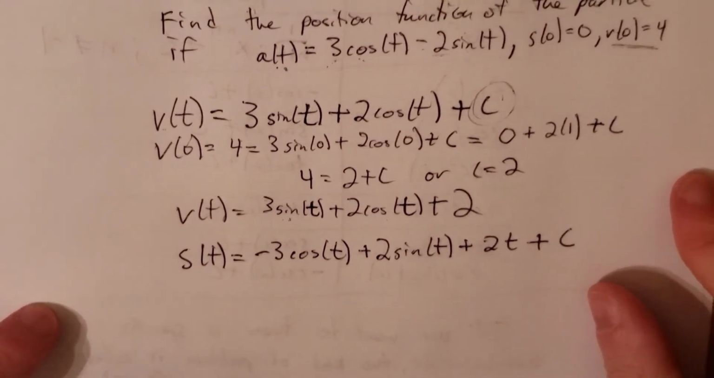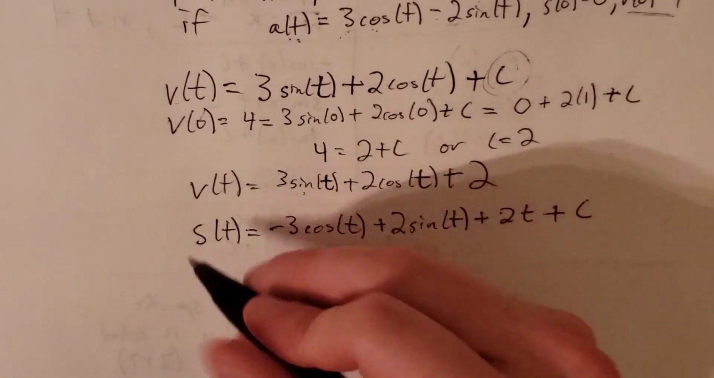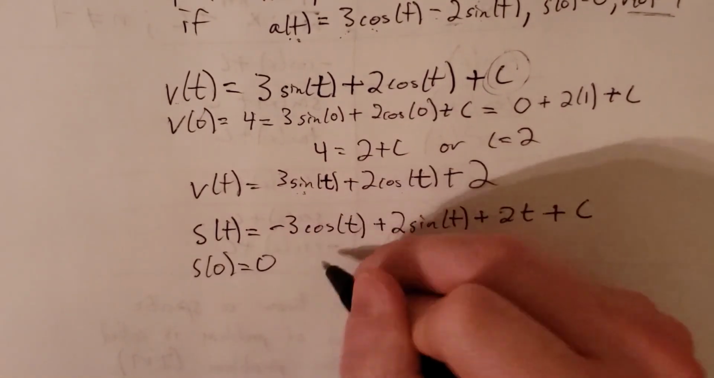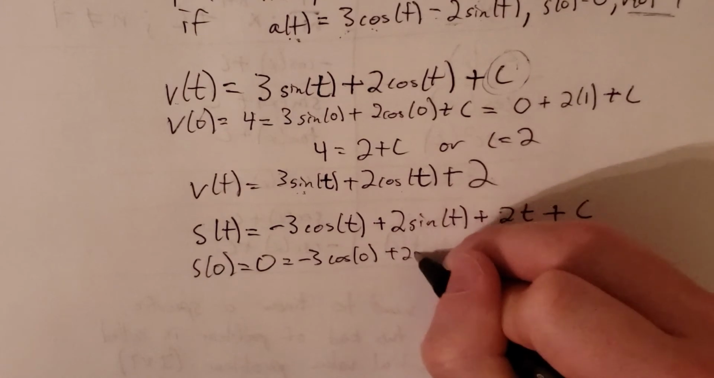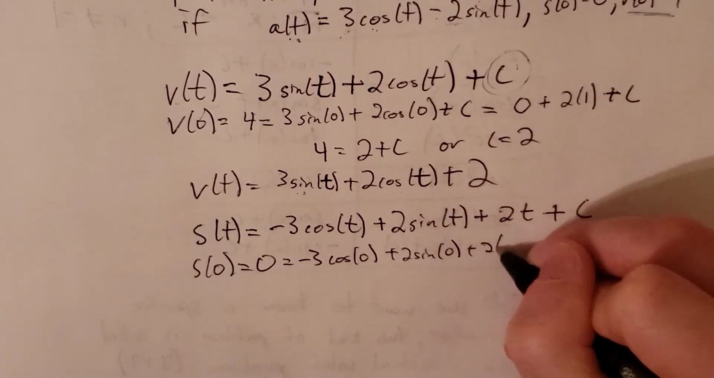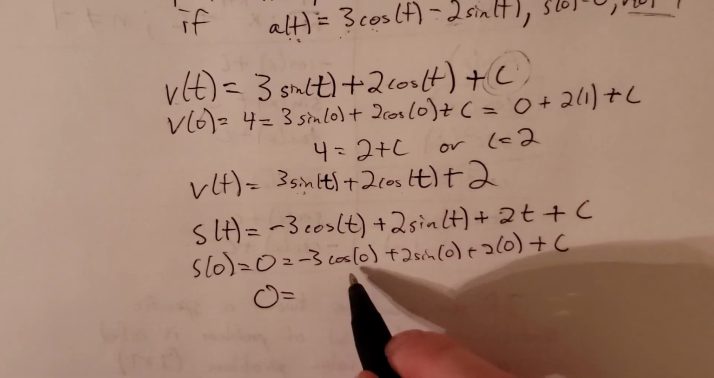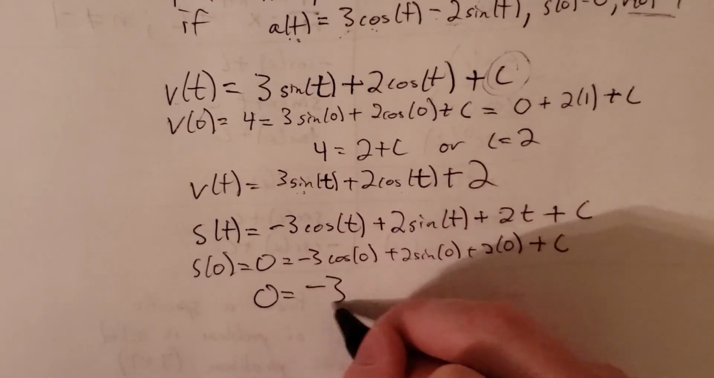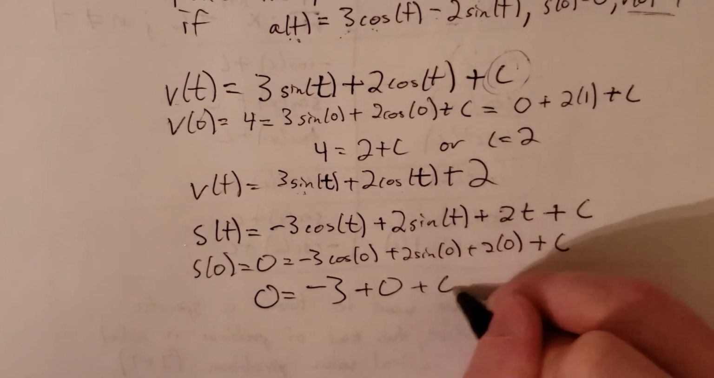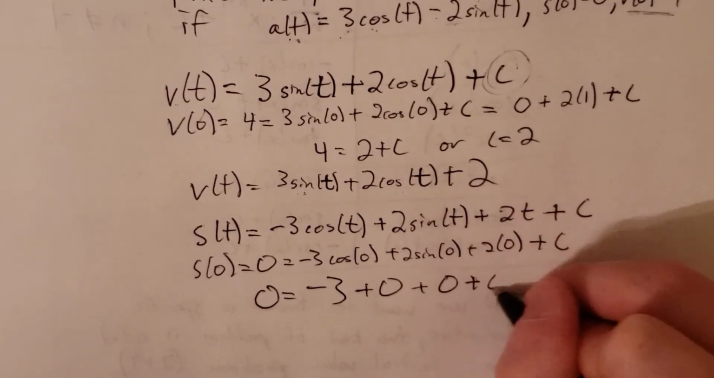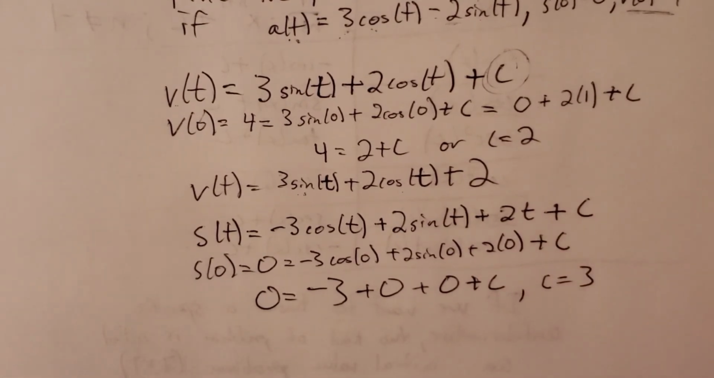And then we need to use our initial value. s of 0 is 0. So let's go ahead and do that. We plug that in: negative 3 cosine of 0 plus 2 sine of 0 plus 2 times 0 plus c. So this is 0 is equal to, cosine of 0 is 1, so this is negative 3. Sine of 0 is 0, so this is 0. 2 times 0 is 0 plus c. So we see that c is positive 3.